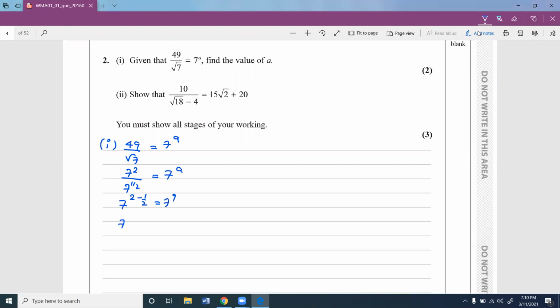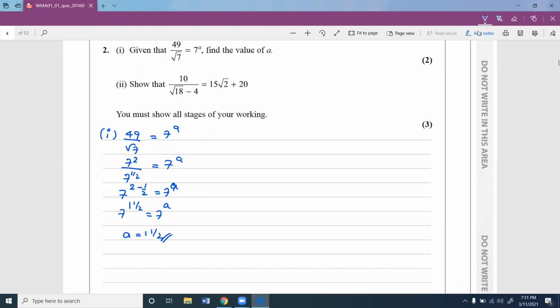Therefore, sorry, 7 to the power a, not 9. 7 to the power 1 and a half. 1 and a half is equal to 7 to the power a. Then we know that since the bases are similar, you can write a is equal to 1 and a half. That's the answer we need to get. Or if the bases are not similar, for such a situation, we have to deal with logarithms. Later on, we will learn that kind of situation, right?